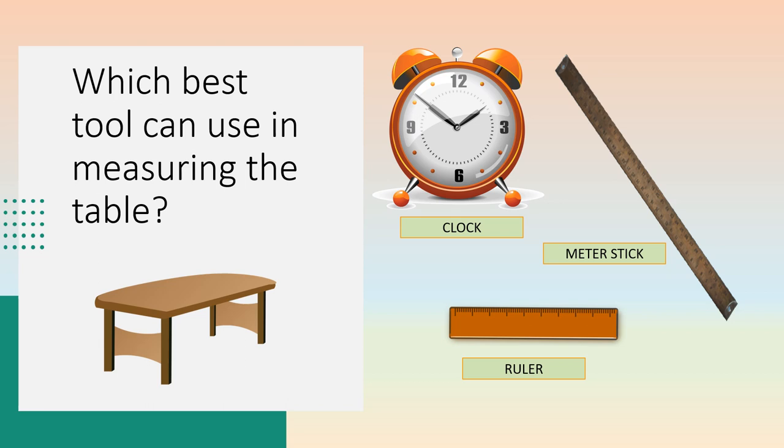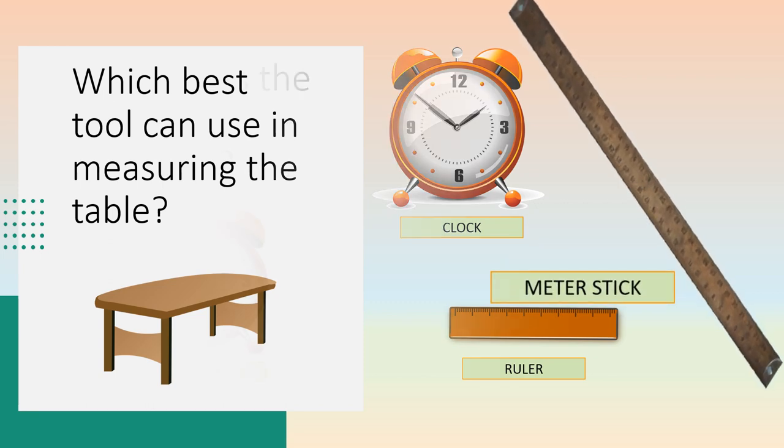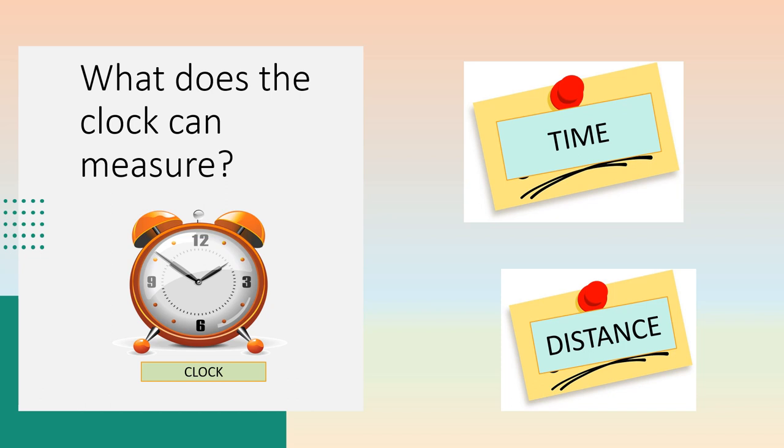Next question. Which best tool can use in measuring the table? Is it the clock, the meter stick, or a ruler? That's correct. It's the meter stick. How about the clock? What does the clock can measure? Is it a time or a distance? The correct answer is time.